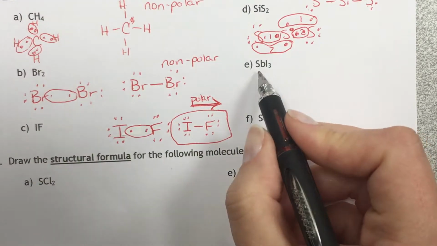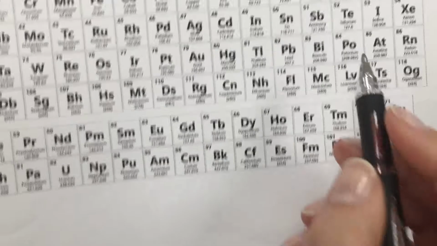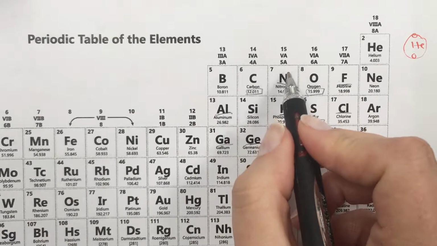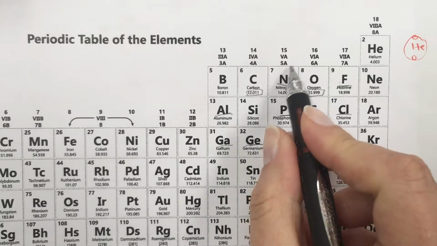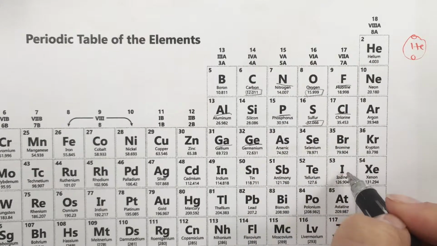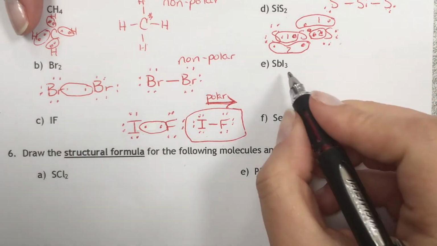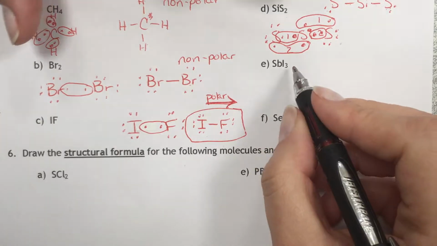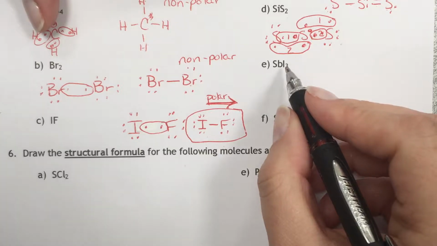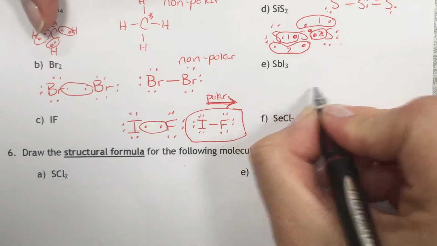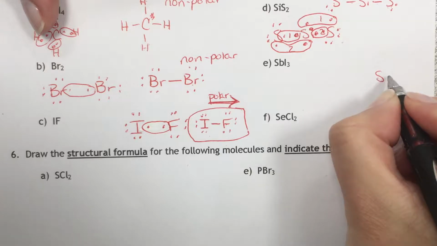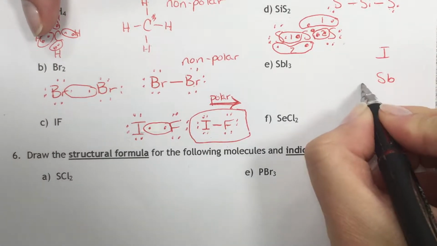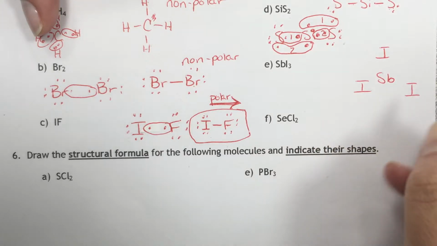Okay, antimony and 3 iodines. So we have antimony here, which has 5 valence electrons, and then iodine, which has 7. So antimony needs 5, 6, 7, 3 more bonds, and iodine needs only 1 bond. So antimony is going to be in the middle. And we'll have 3 iodines surrounding it.